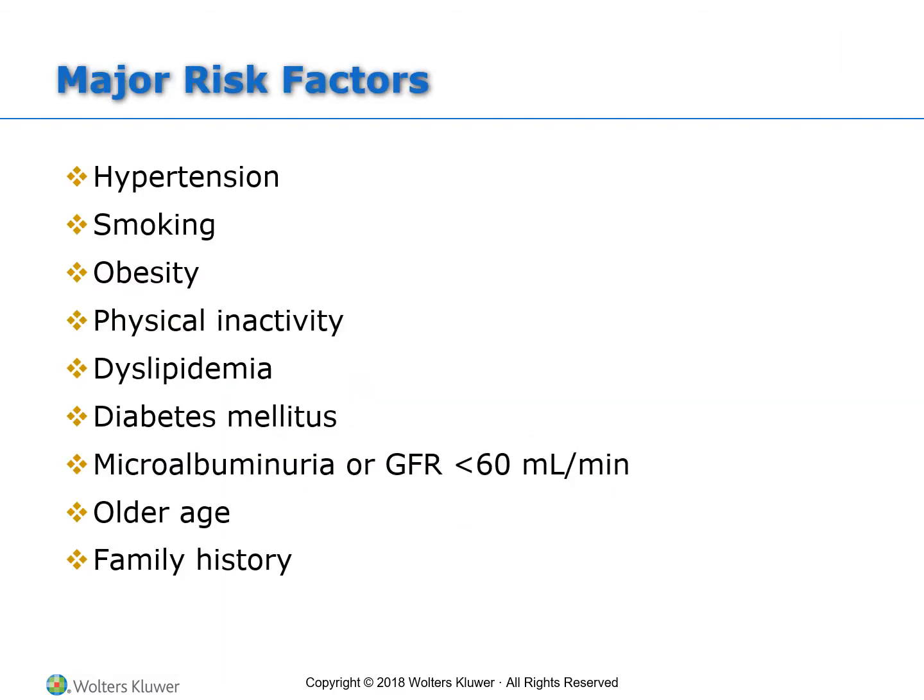The major risk factors are listed here. Some of them are modifiable, some of them are not modifiable. Hypertension will often accompany other risk factors for atherosclerotic heart disease. So you can have dyslipidemia, which is an abnormal level of fat in the blood, obesity, diabetes, metabolic syndrome, and sedentary lifestyle are other risk factors.